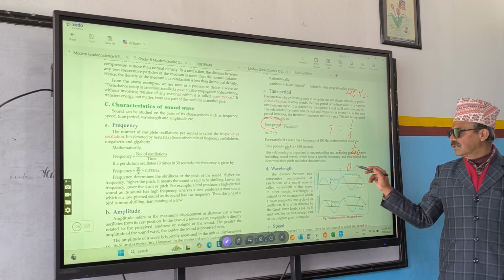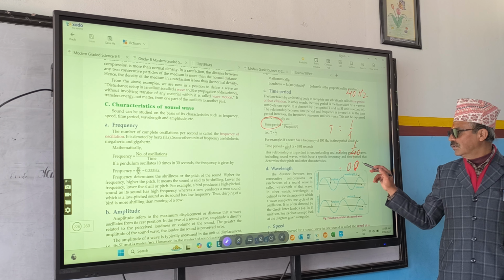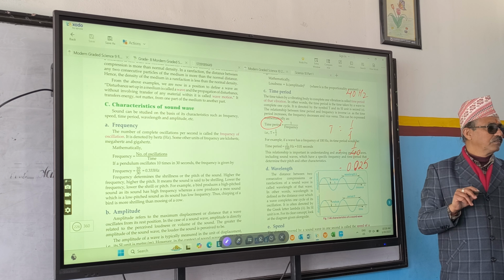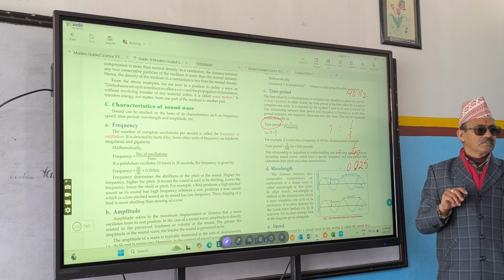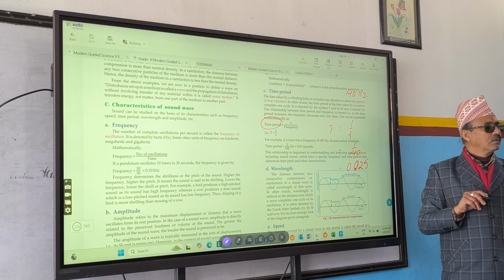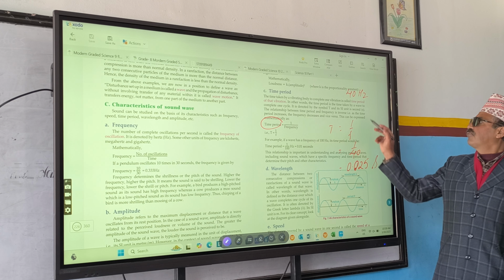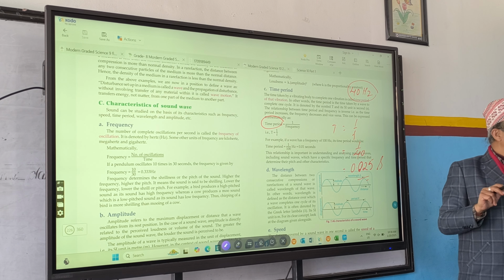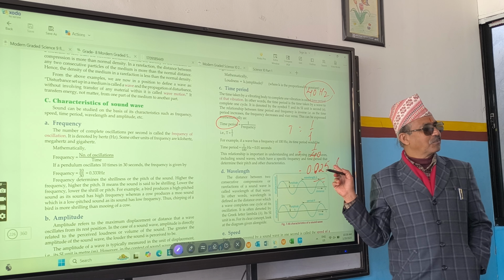0.04. Are you sure? 0.025. Check. One divided by 40. So, if 40 Hz is the frequency, then the time period is how much? 0.025 seconds.